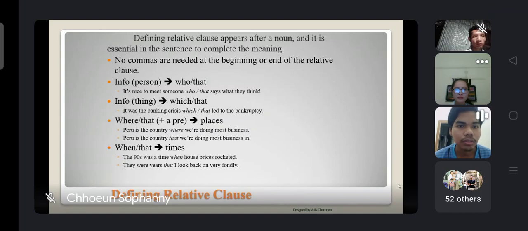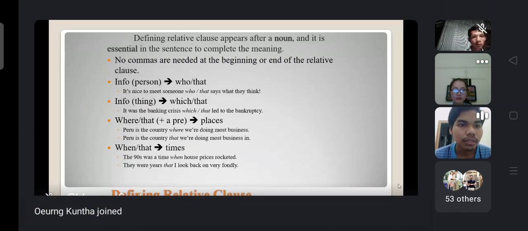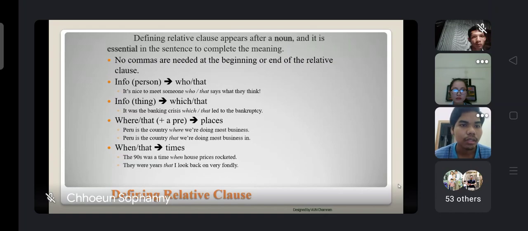And when we use where, or that plus a preposition, it means we want to talk about a place, to modify the place. For example, Peru is the country where we do most business. Another one: Peru is the country that we do most business in. So here, where we do business and that we do most business in are the defining relative clauses modifying the country. And when we use when or that, it is to talk about time.